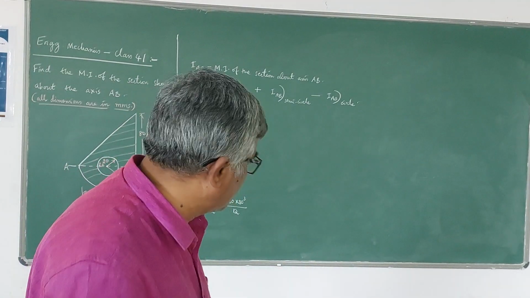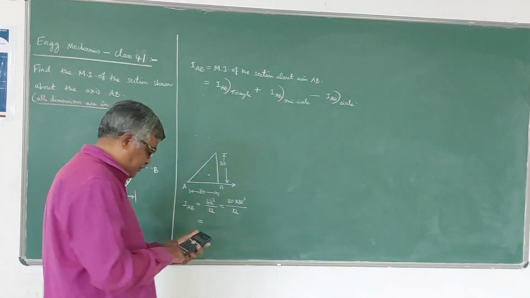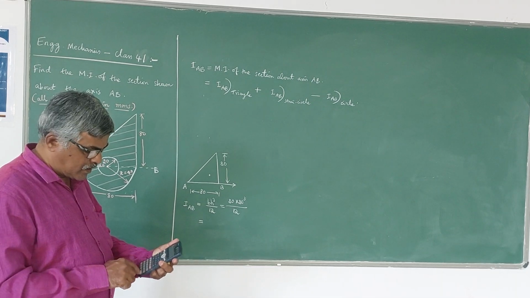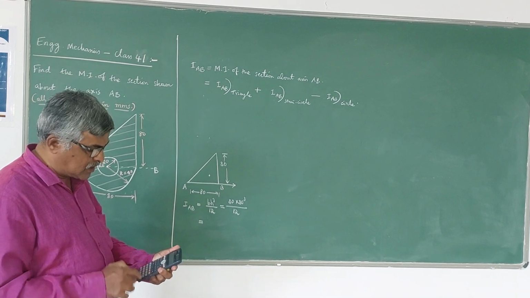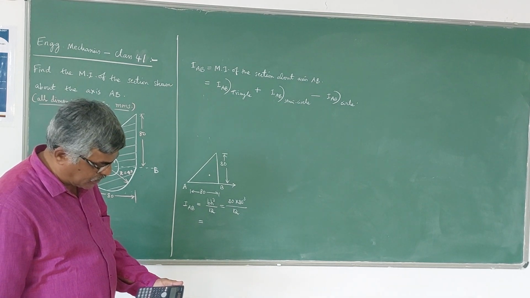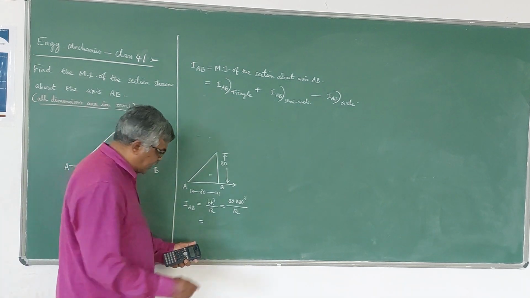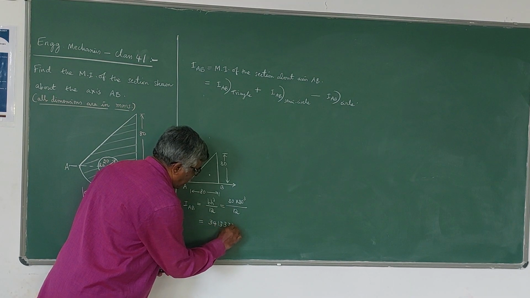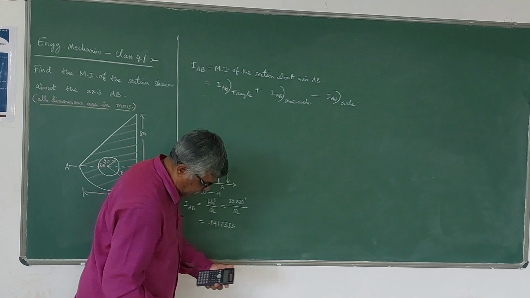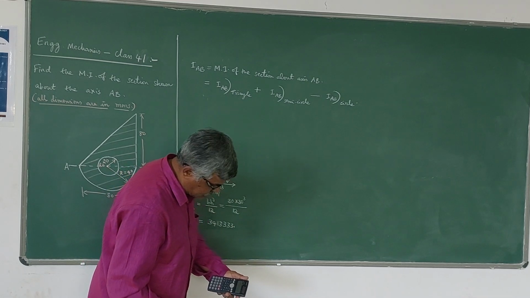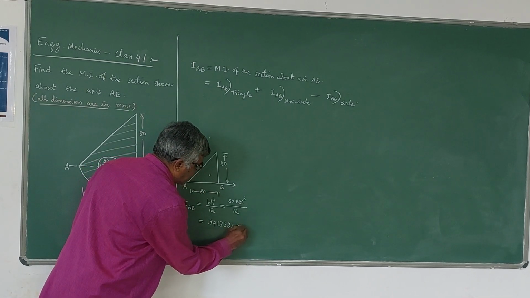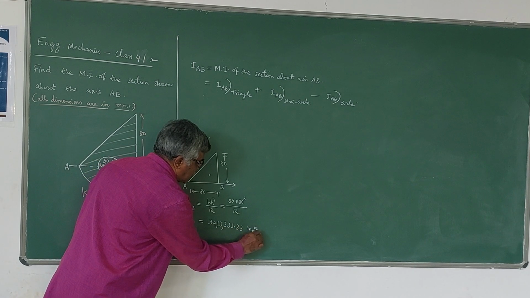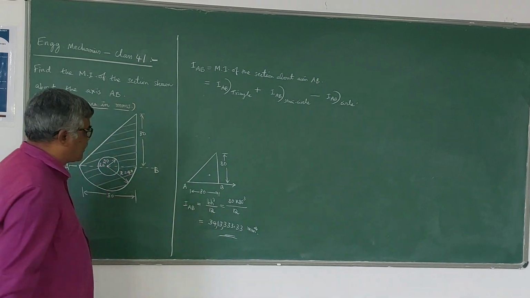If you simplify this, you will get 80 into 80 cubed divided by 12, which is 3413333.33 millimeter power 4. So for the triangle, this is the moment of inertia value.